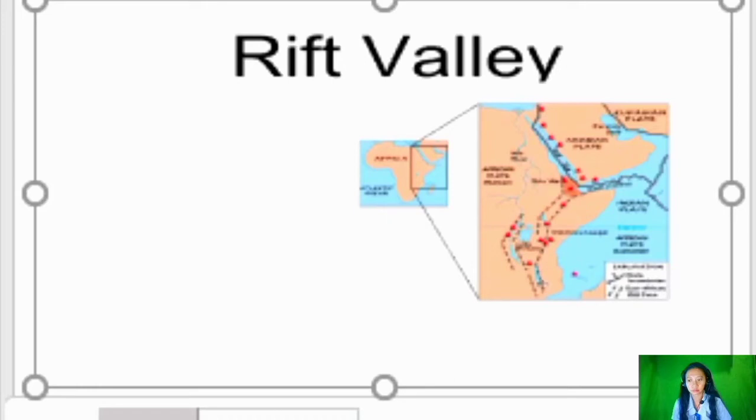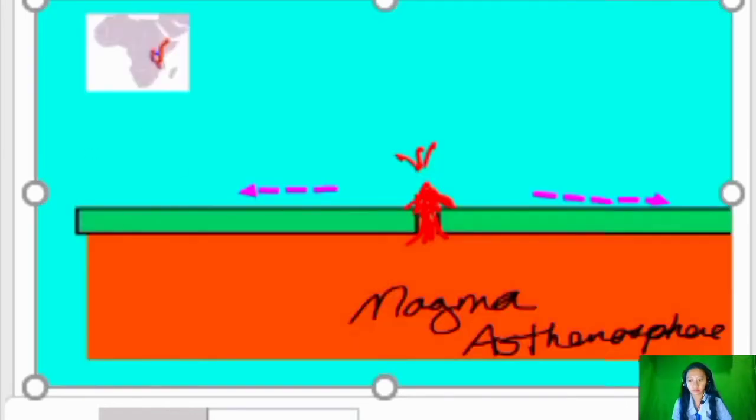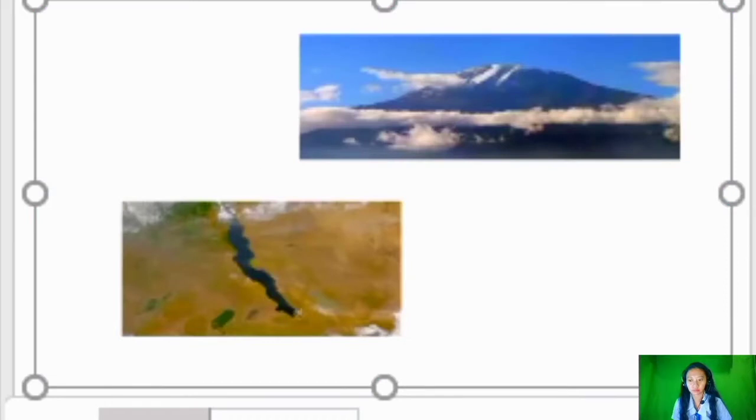So right in here, the Earth has pulled away, and you end up with some lakes that are starting to fill in. So here you can see Mount Kilimanjaro, which is a large volcano that's formed when it's torn far enough apart that the magma is starting to rise up. And here you can see a lake that's forming right across that rift valley.